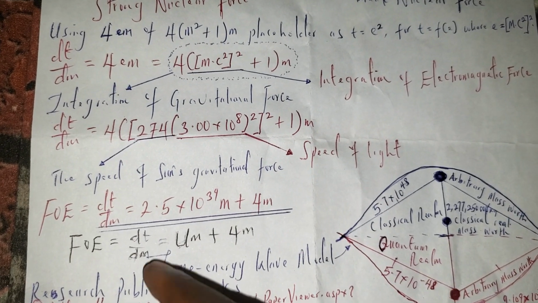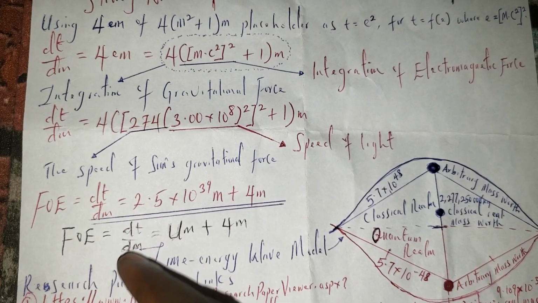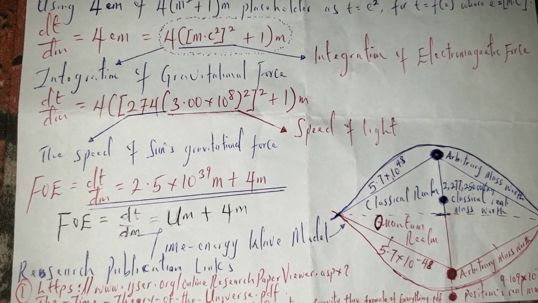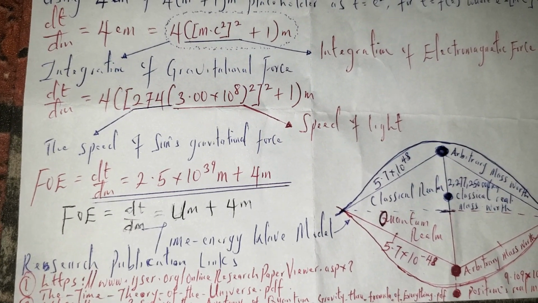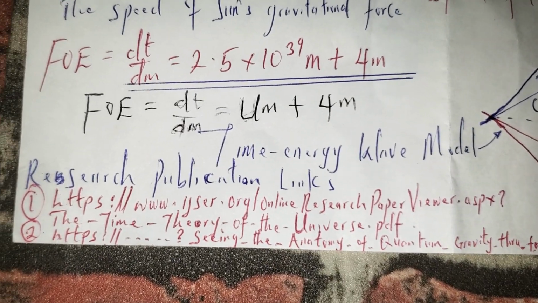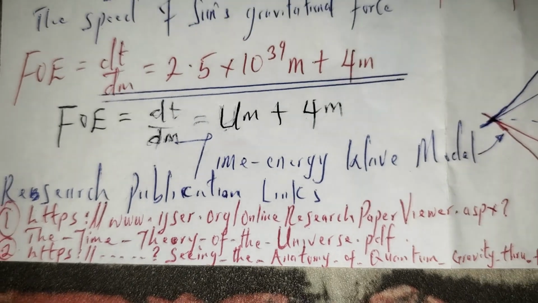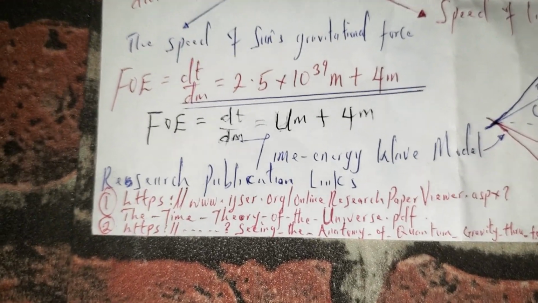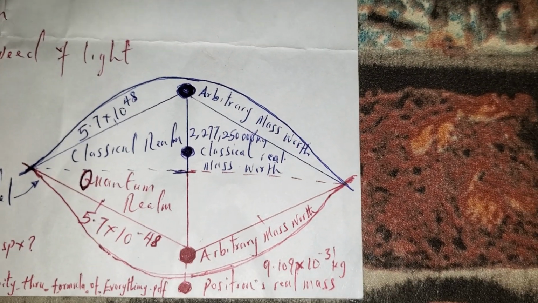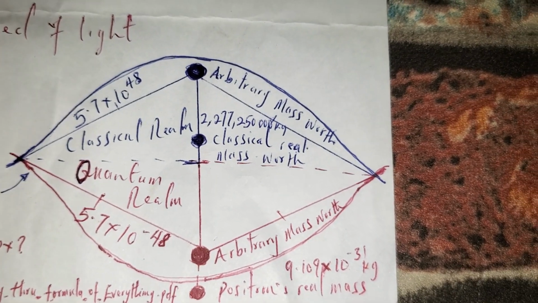And finally, if we substitute this value with capital U, we have dt/dm equals capital Um plus 4m. That is how we're able to derive that formula. At the bottom you have links to my research publications. I have 2 publications in respect of that, and I want you to briefly look at the time energy wave model. This is what we're going to use to visually illustrate the phenomenon in the universe.